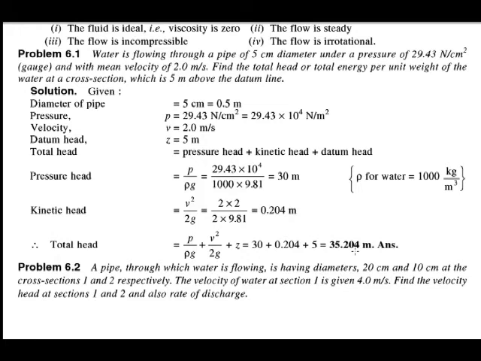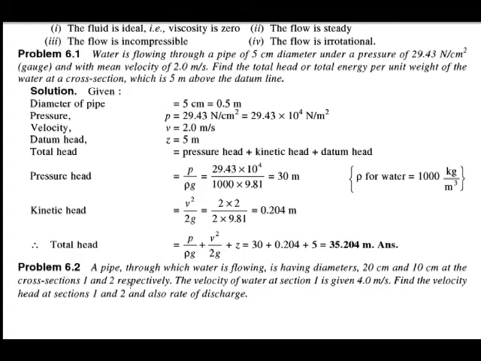Okay, now the second problem: a pipe through which water is flowing has a diameter of 20 centimeter and 10 centimeter at cross section 1 and 2 respectively. The velocity of the water at section 1 is 4 meter per second. Find the velocity head at section 1 and 2 and also the rate of discharge.